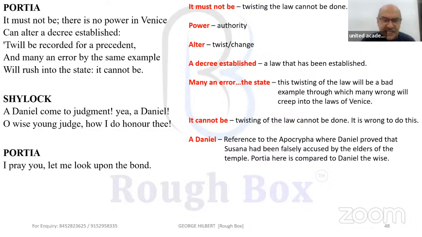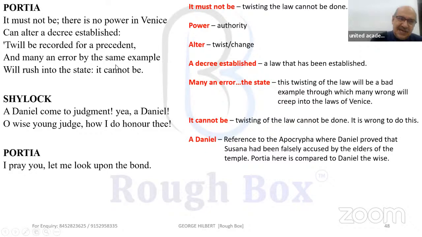But Daniel, who was a judge at that time, found out the truth. And he proved to the people that the two priests were wrong and Susanna was right. So Daniel became very synonymous with wisdom. Even till today, if someone does something wise, they say, wow, a Daniel come to judgment.